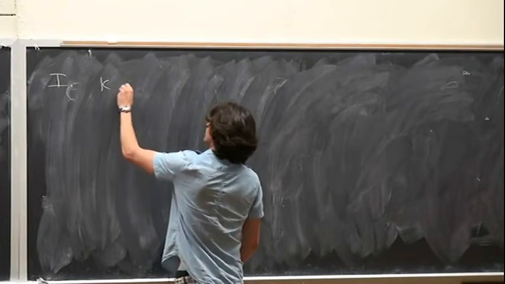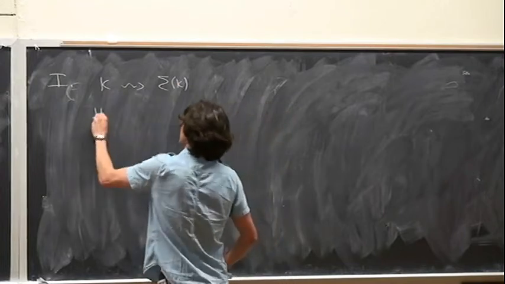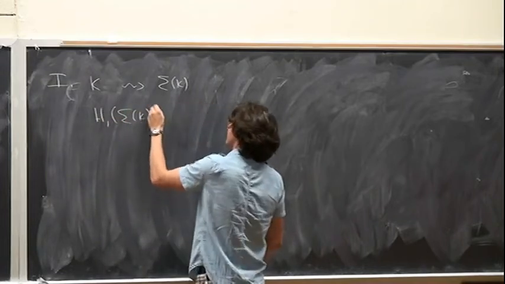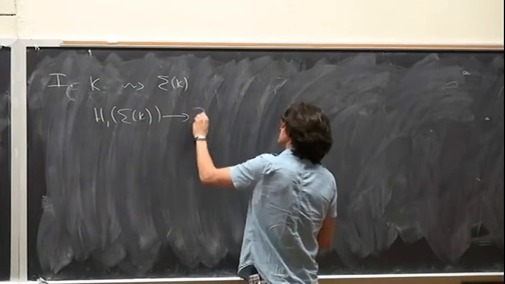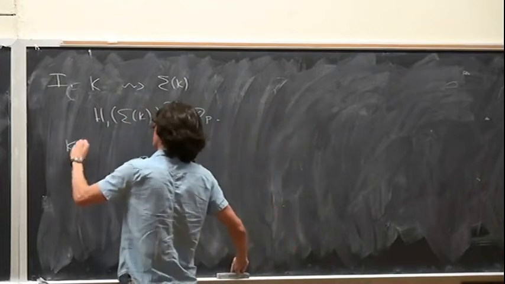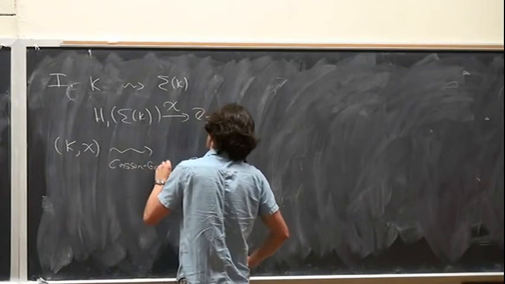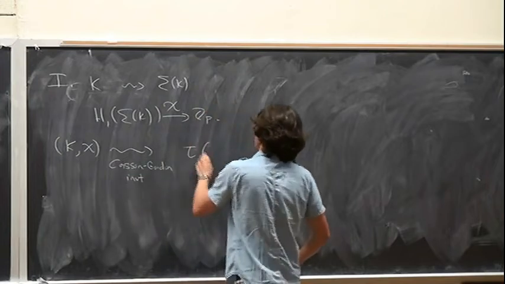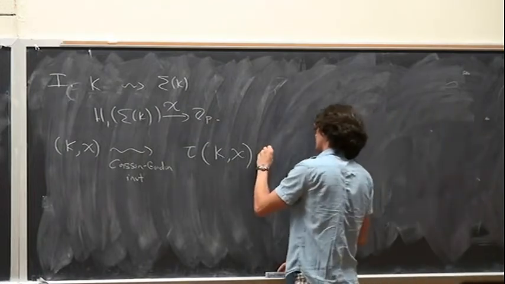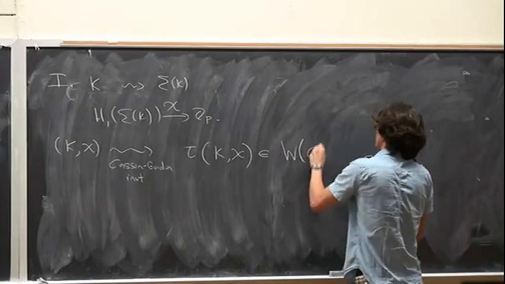So if I have a knot K, I have its two-fold branched cover. And now, given a homomorphism chi from H1 of the two-fold branched cover, the singular homology, to a cyclic group, to this pair we have something called a Casson-Gordon invariant, tau of K. Okay. So what is this invariant? Well, it's a Witt class, really. So it's some element in a Witt group.